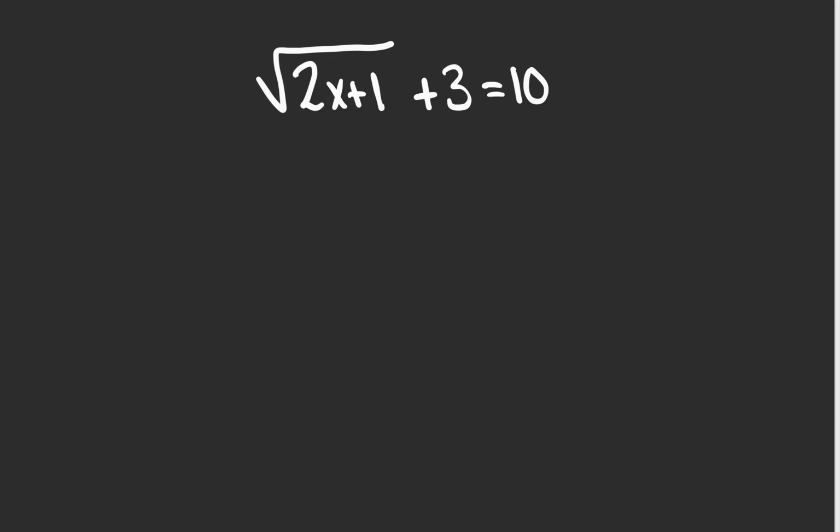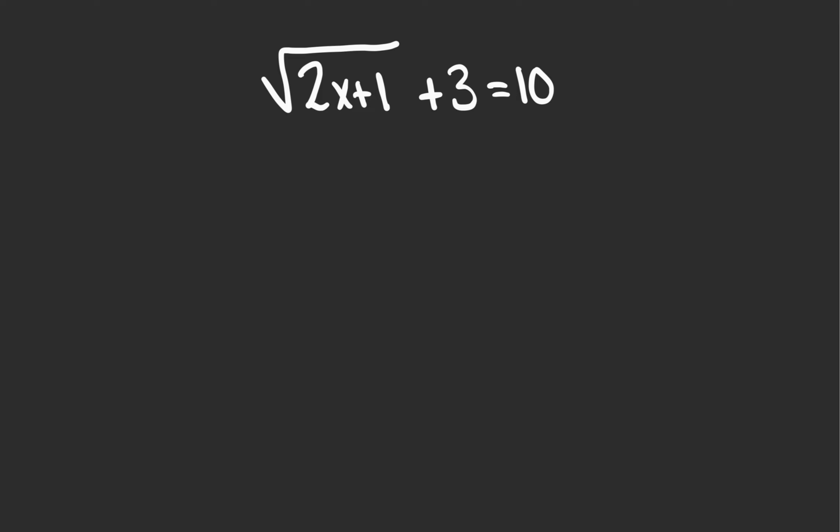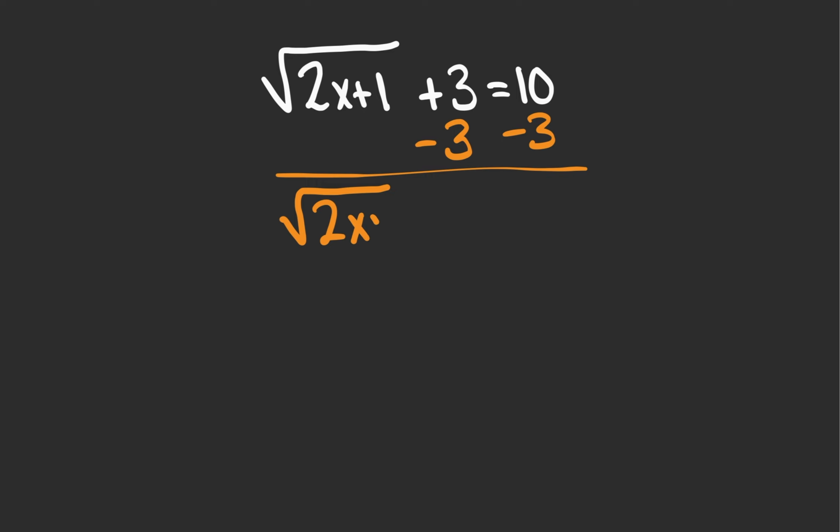For the next question, I have the square root of 2x plus 1, plus 3 equals 10. My first step is to subtract 3 on both sides. This will leave me with the square root of 2x plus 1 is equal to 7. I will then square both sides. This will leave me with 2x plus 1 is equal to 49.